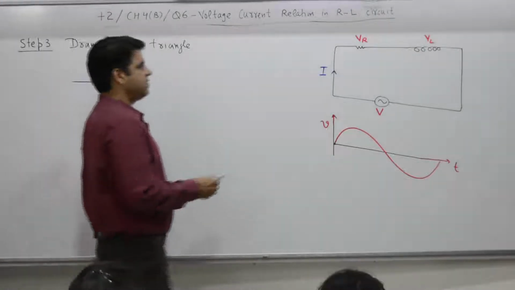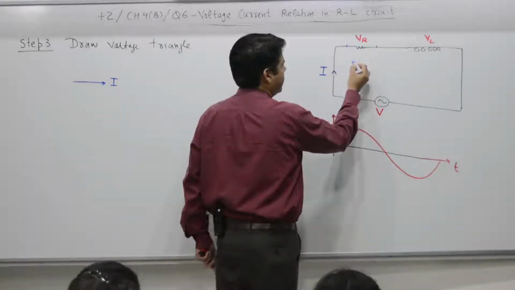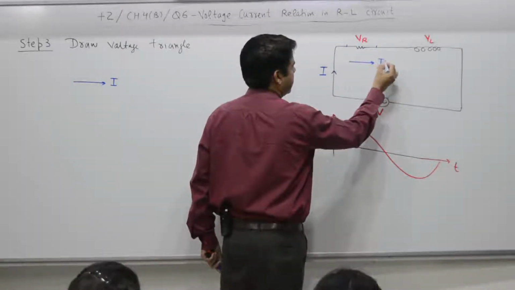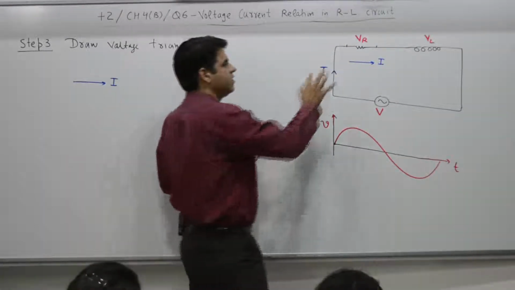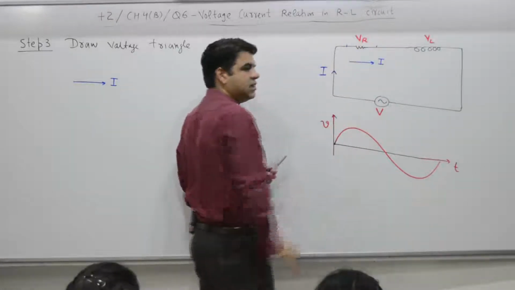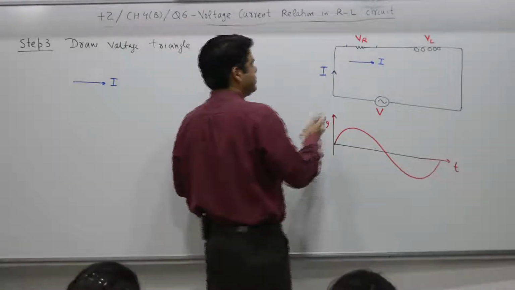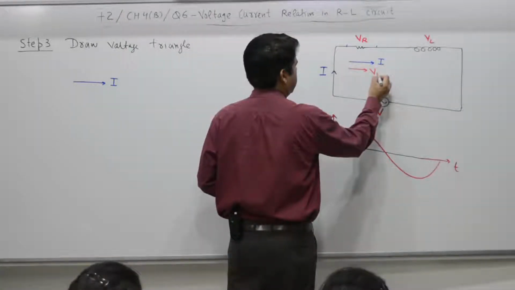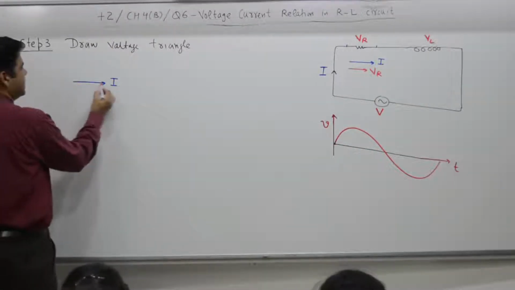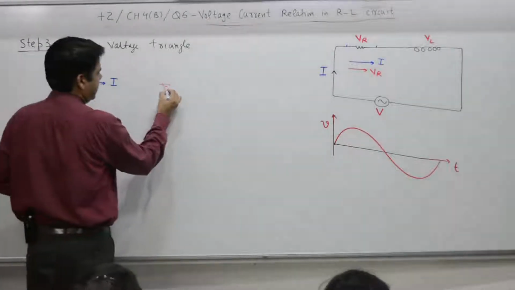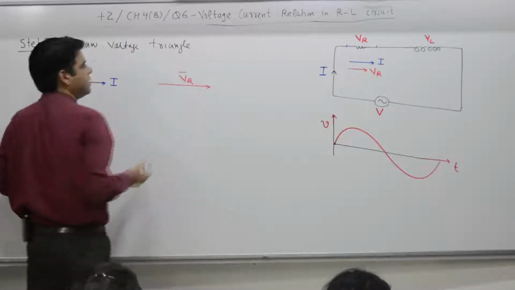If I take current as reference, there is a relationship between current and voltage across the resistor, only this part. If I mark this current like this, I, how do you mark VR? For resistance, voltage and current are in phase. So I and VR are in phase. That means, if I is taken as reference, then here it is VR. VR is a phasor, it is not a vector.